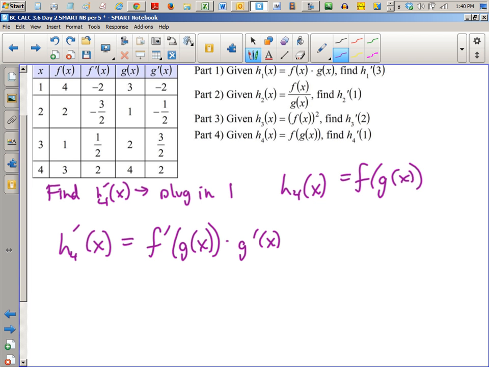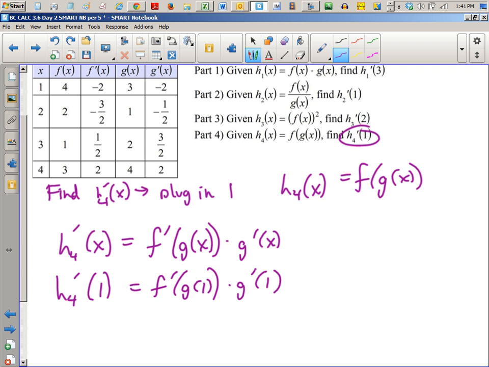Okay, so I'm always putting the little parentheses x, because now I plan to plug in 1, like they said, and mine is ready to go. This is completely ready for calculation. It's f prime of g of 1 times g prime of 1. See? Okay, so I've got to go to the table and find g of 1 first. So what's that?